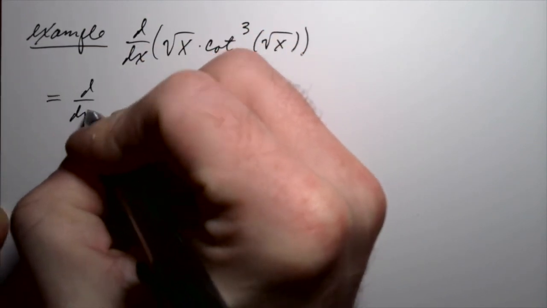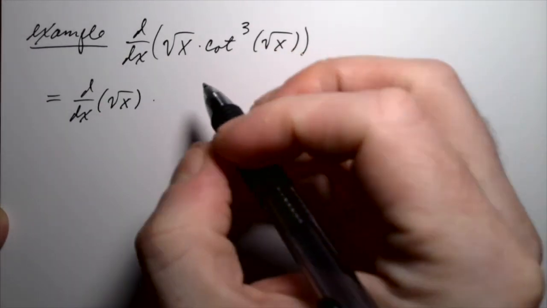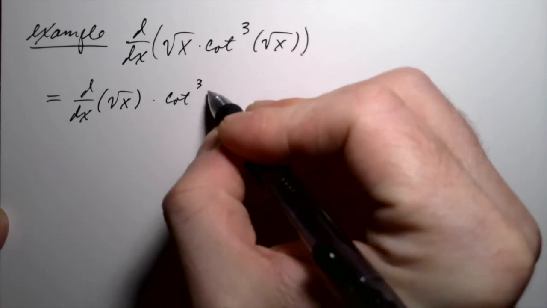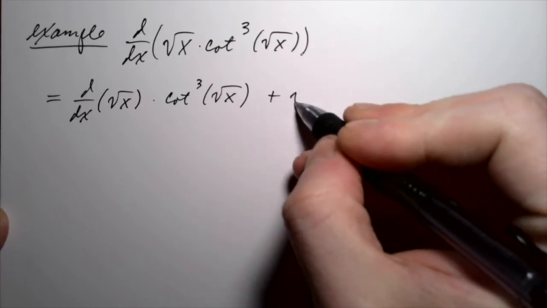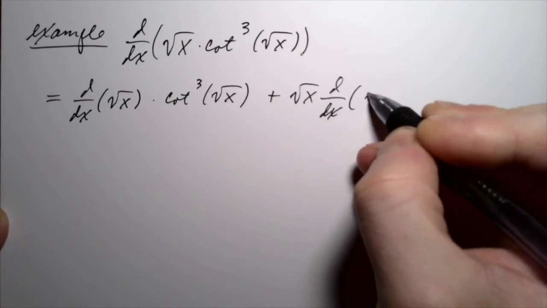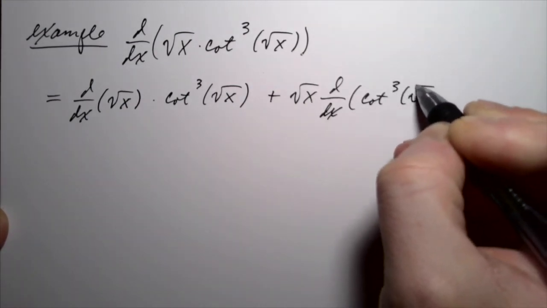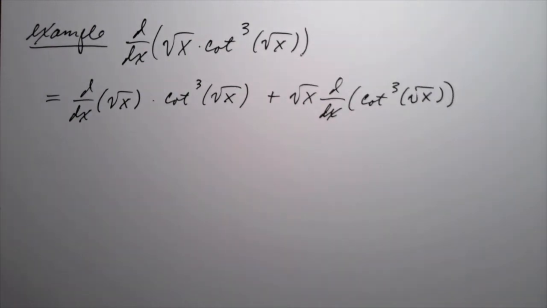Let me write down how that's going to work. We're going to be looking at the derivative of that first function, square root of x, times cotangent cubed of the square root of x, plus the square root of x times the derivative of cotangent cubed of the square root of x, like so. Very good. So that first step was the product rule.